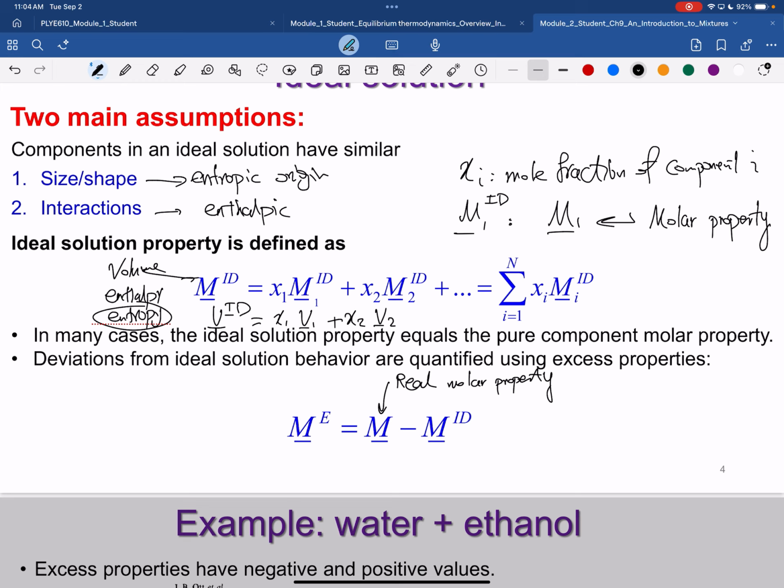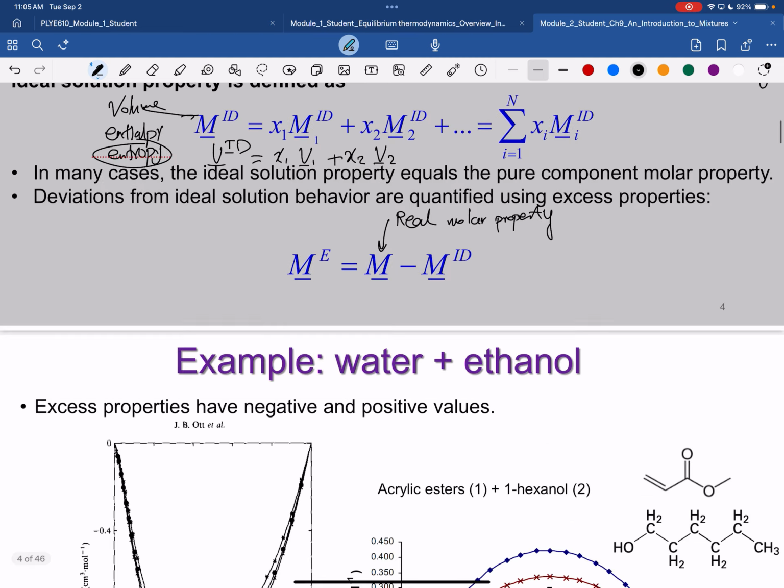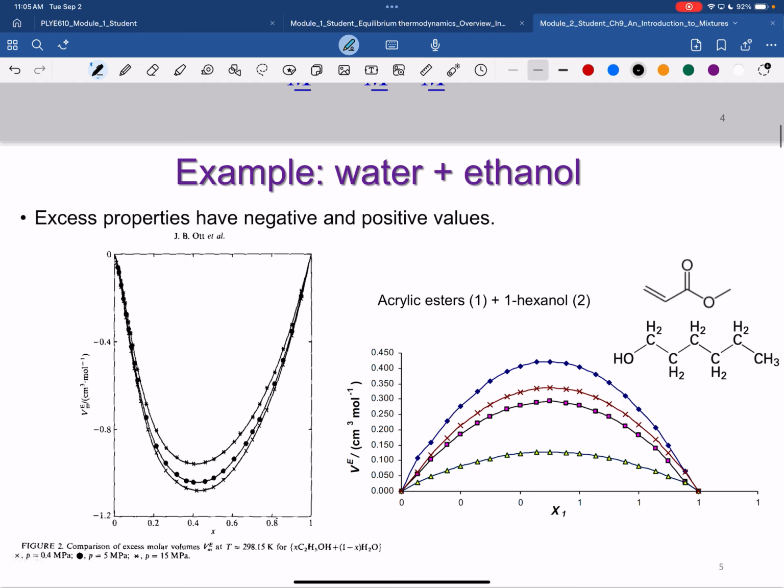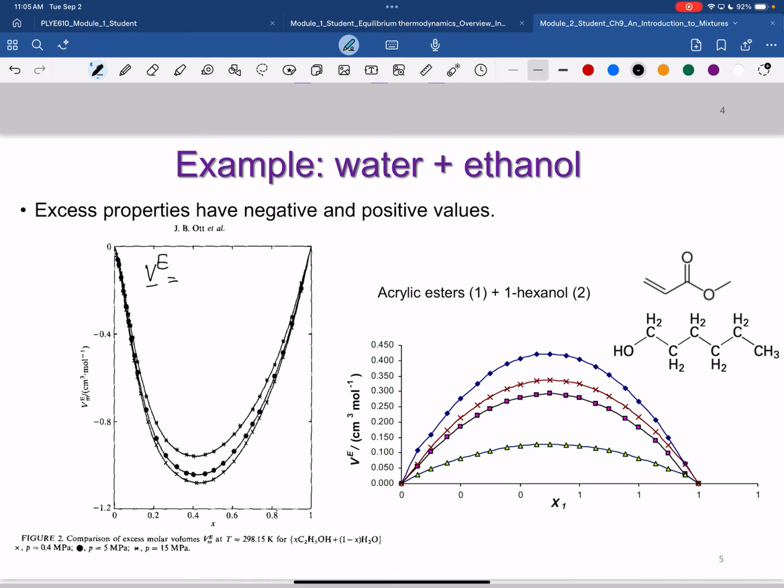So in the case of water and ethanol, what you saw over there, when your volume was less than that 100 milliliter, your excess volume is negative or positive? Negative, right? Your volume has decreased. So there is one example for water and ethanol. The second example on the right-hand side is for acrylic esters and 1-hexanol. If you look at the left plot here, V excess is defined as V minus V ideal.